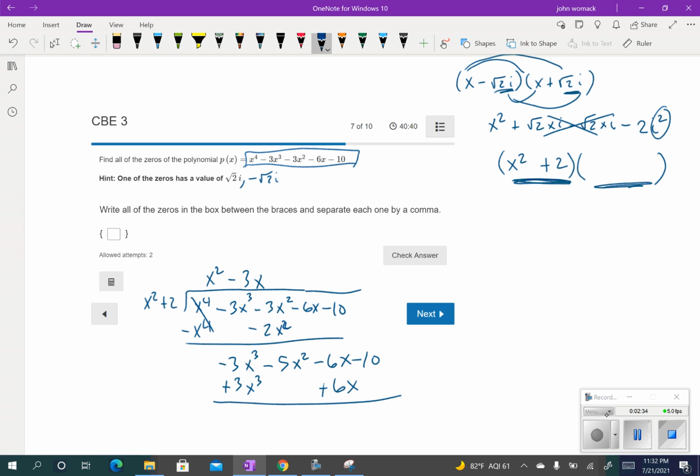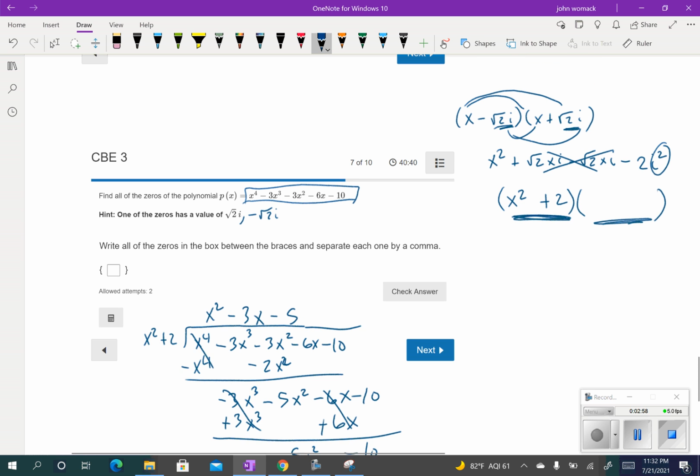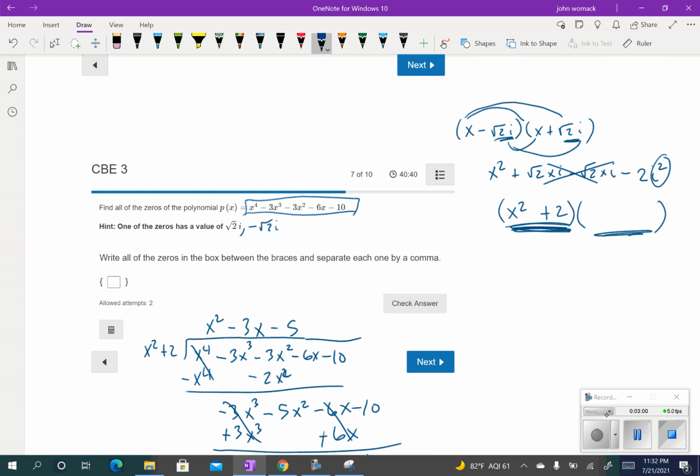Okay, make sure you subtract them. It changes the signs. So 0. So if you want to put a 0x there, you can. But I think we're good because what I times x squared to get a minus 5x squared is minus 5. So you get minus 5x squared minus 10. Add them. And we get a remainder of 0, which is what we wanted, right? We know that if this really is a factor, which it should be if those are the zeros, that it should go into it evenly. So I know this last one is x squared minus 3x minus 5.